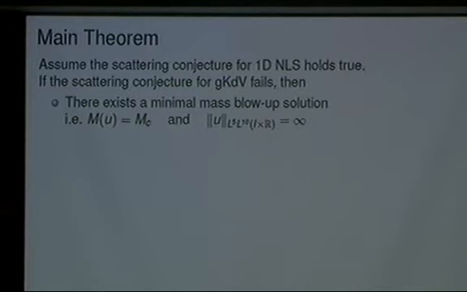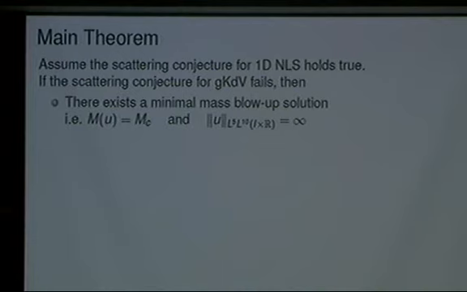Our main theorem is, in view of the partial converse of Tao's result, we're going to assume the scattering conjecture for the 1D Schrödinger equations, and then if the scattering for the generalized KdV is not true, then we have a minimal element. So it is kind of a compactness result.